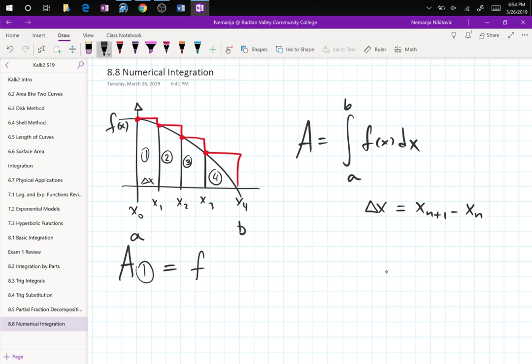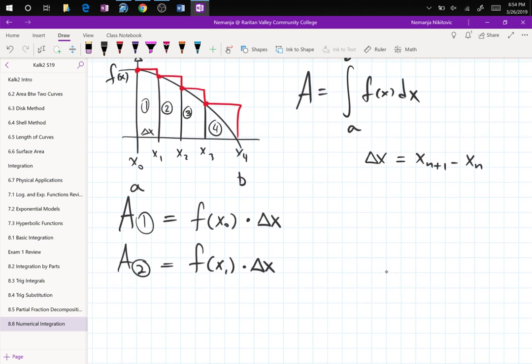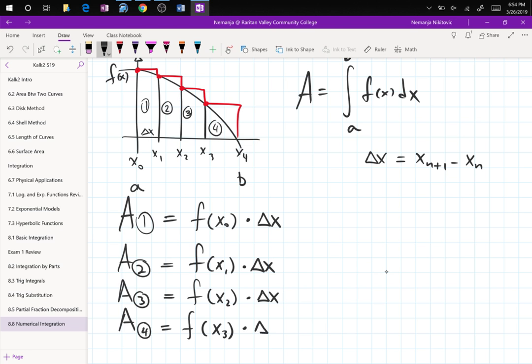It will be the function computed at x0 times delta x. Area 2 is the function computed at x1 times delta x. Area for the third rectangle is the function computed at x2 times delta x. And finally, the area of the fourth one is the function computed at x3 times delta x. So this is all review from Calc 1. All of these are Calc 1 review.